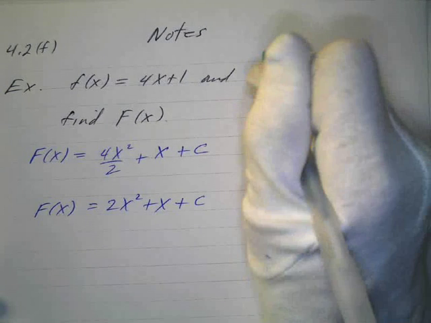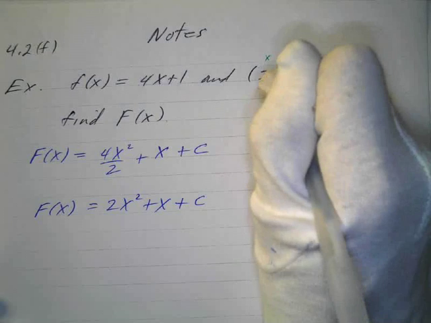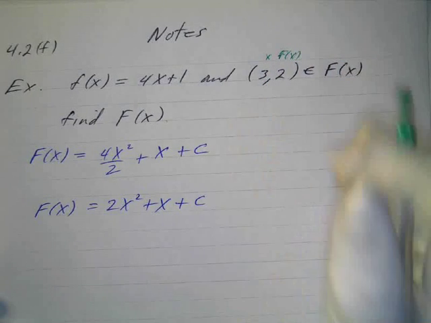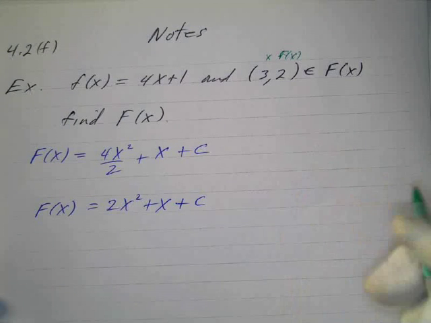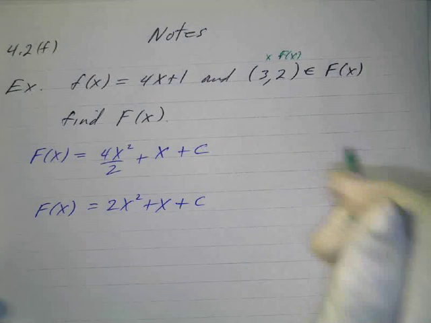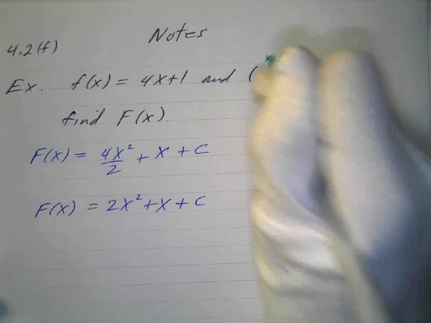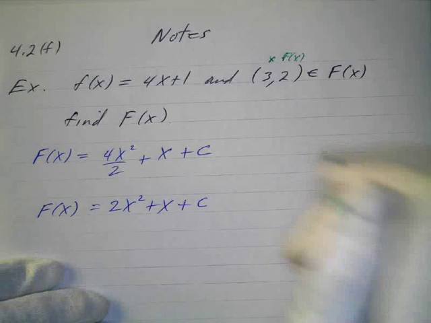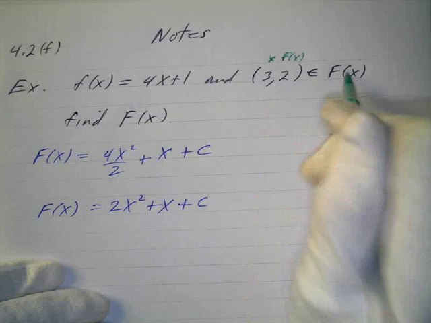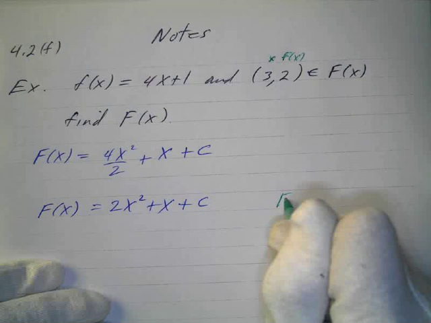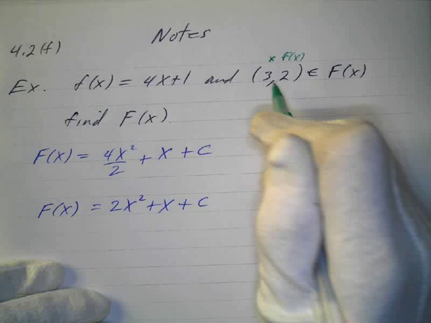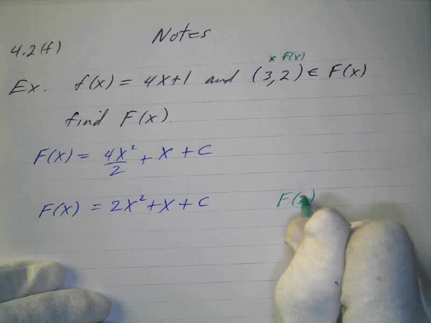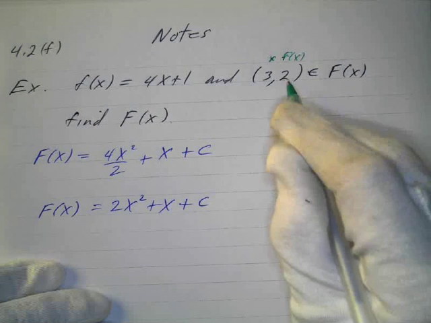and we also know that this is x, and this is capital F of x. This is our function notation, right? That's an ordered pair. So we know that this would really imply that capital F of 3, excuse me, equals what? 2.